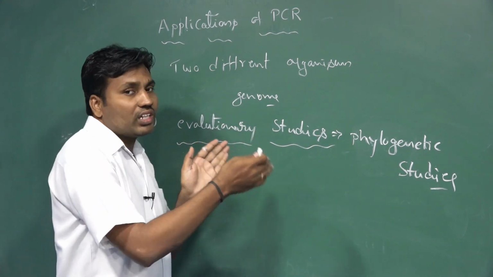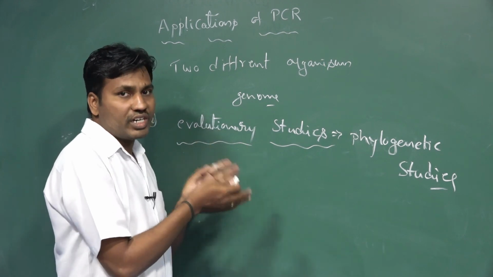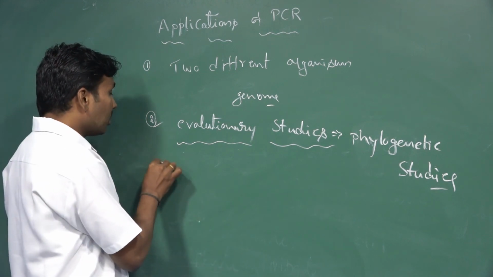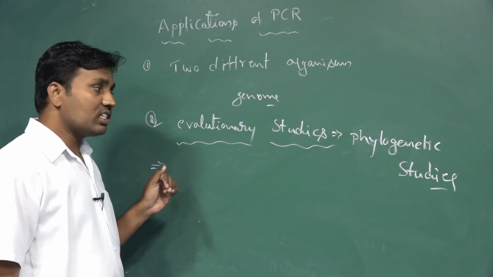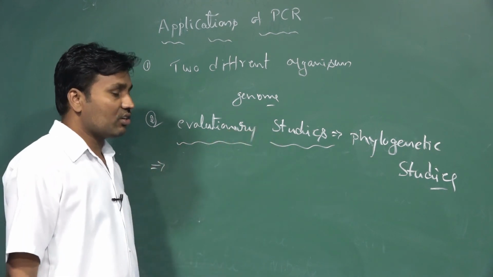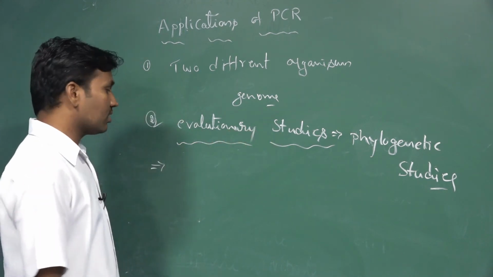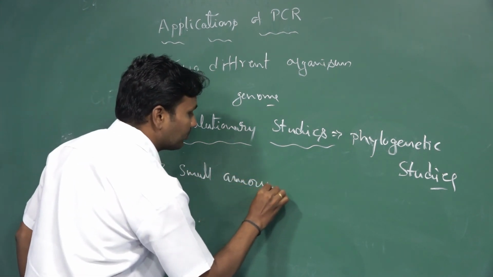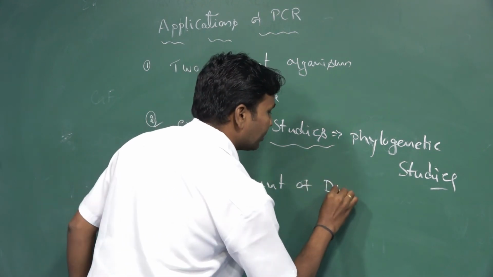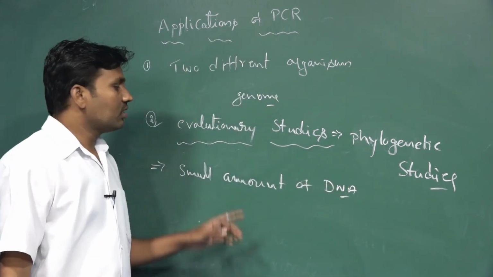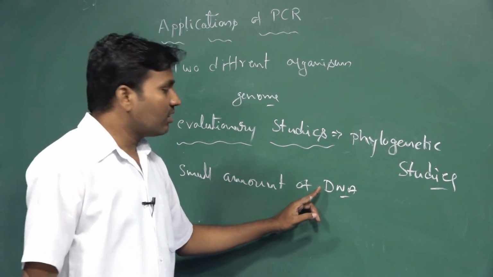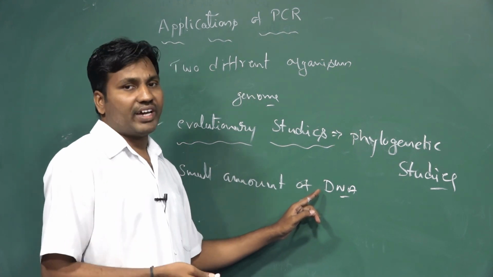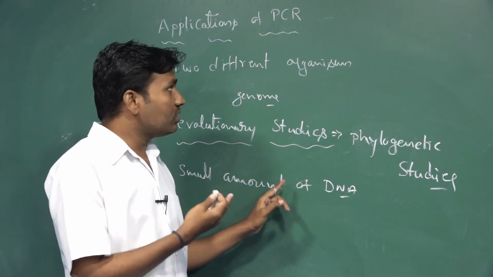So how one organism changes into another organism can easily be studied by using PCR. How are we going to conduct the evolutionary and phylogenetic studies by using PCR? With PCR, a small amount of DNA from any source of the organism can be amplified into a larger number of copies.